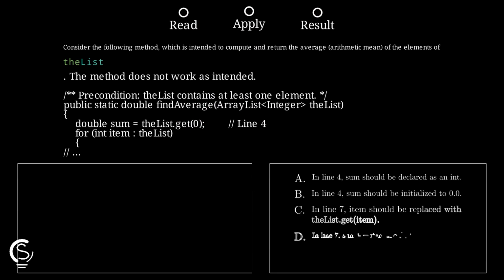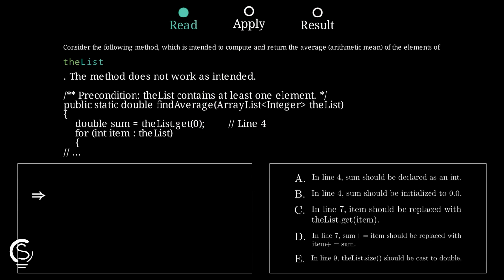Look closely at line 4 where the sum starts at the first element of the list. Then the enhanced for loop immediately adds that same first element again during the first iteration. Because the first item is added twice, your total sum will always be too high.